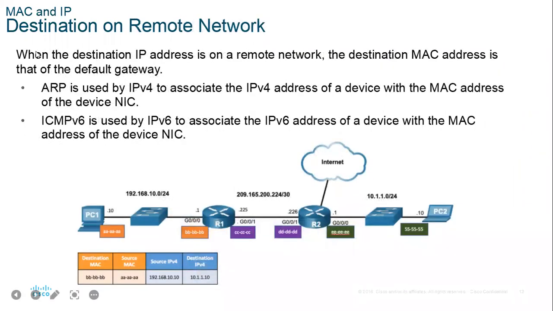So when the destination IP address is on a remote network, then the destination MAC address is that of the default gateway. Because this is the device that is taking us away from this network, it is the one we need for the MAC address, and the IP address used to send stuff away is no longer the IP address of this device. So we have destination MAC, destination IPv4 address, source MAC, source IP address, right?